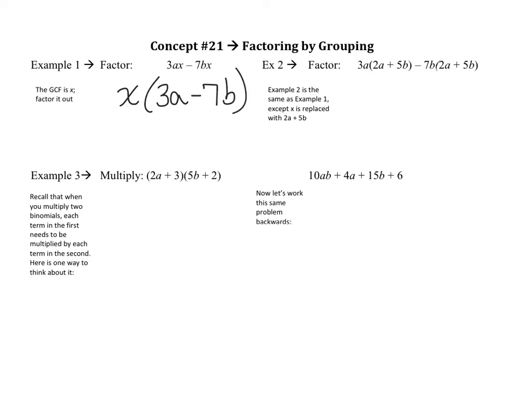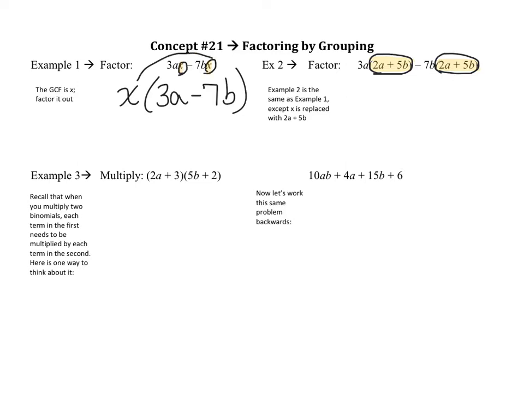right? So now in example 2, the only thing that's different in example 2 is I've now just replaced the x. See, over here where I have an x and over here where I have an x, I replaced the x with the expression 2a plus 5b. So if I'm asking you to look at this as a whole and ask you to pull out the GCF, well, the GCF is this, 2a plus 5b, in both of these terms. The GCF is 2a plus 5b. So I would pull out the 2a plus 5b, just like I did over here with the x.